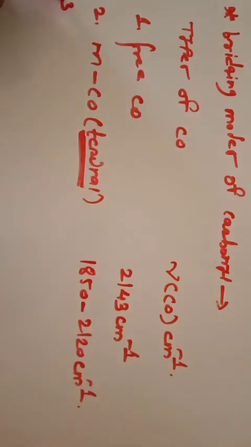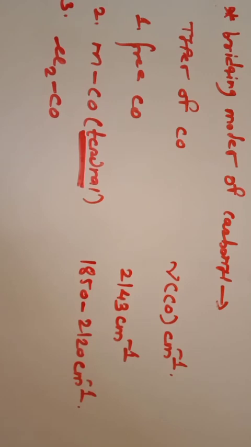Third one is when it acts as a bridging ligand. The bridging ligand is denoted by the symbol mu, that is mu 2 CO. What does it indicate? This carbonyl is bridged between two metal atoms. If there is a mu 3 CO, then the carbonyl is bridged between three metal atoms. So you should remember, whenever there is a mu, it indicates the carbonyl is in a bridging position.